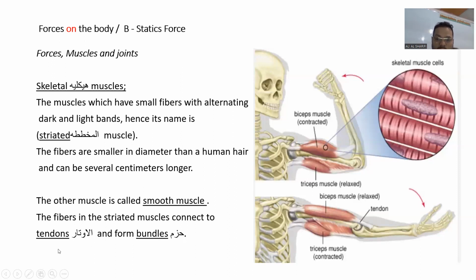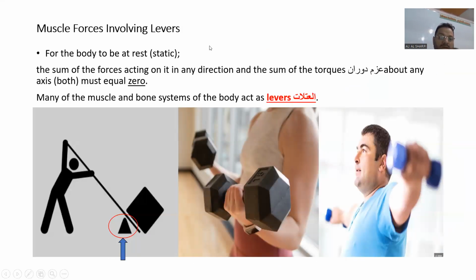Here, let's take a look. Where are the tendons? The tendons are here. It's something like a band between the bone and the muscles. Here, I have tendons here and here. It's a connection point between the bones and the muscles. Here, muscle forces involving levers. What does levers mean? This picture can illustrate what levers means.